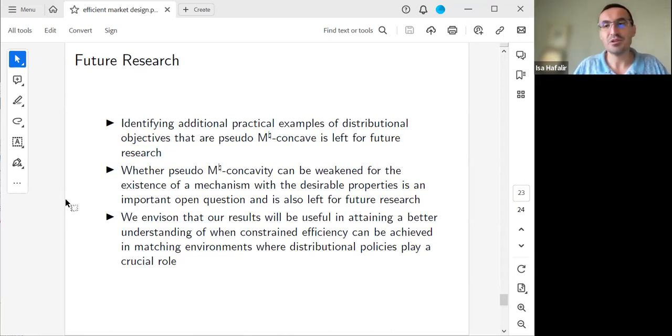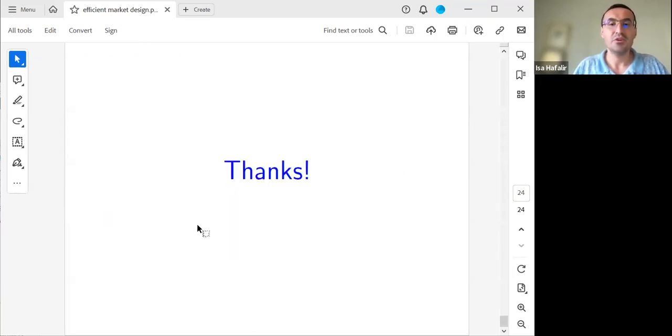Another important question is that pseudo M-natural concavity is only a sufficient condition. So can we weaken it? It's left for future research. And that's it. Thank you for your time.